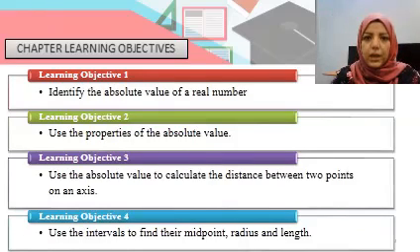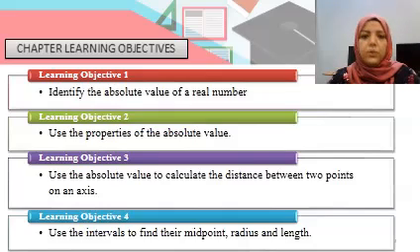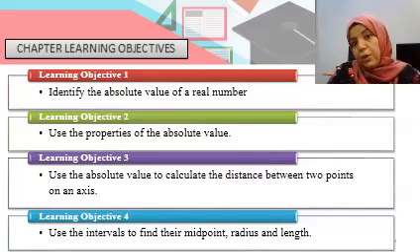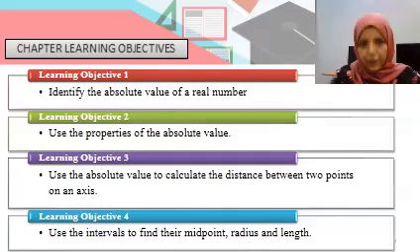In this lecture, we are going to identify the absolute value of a real number. We are going to use the properties of the absolute value. We are going to use the absolute value to calculate the distance between 2 points on the axis, and use the intervals to find their midpoint, radius, and length. Actually, this lesson I'm going to split into 2 parts. I'm going to start first with the first 2 objectives, and hopefully next week I'm going to continue with the others.